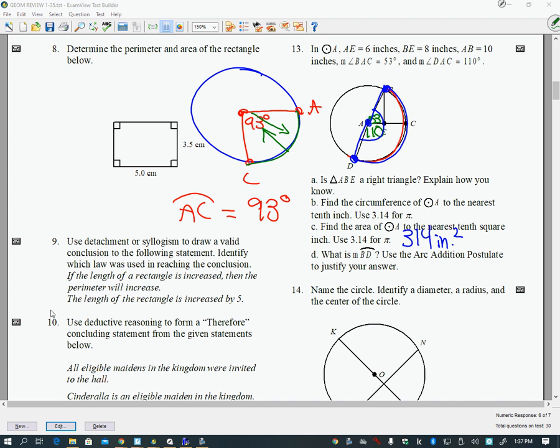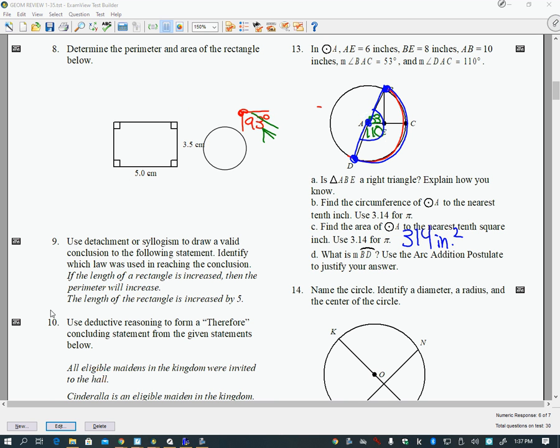All right. Use the arc addition postulate to justify your answer. It's just arc 53 plus arc 110, the same thing. All right, so that's 13.